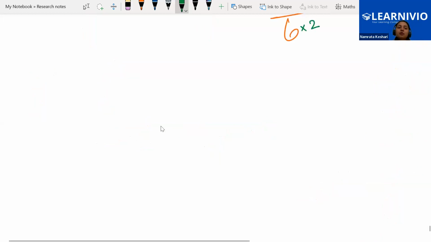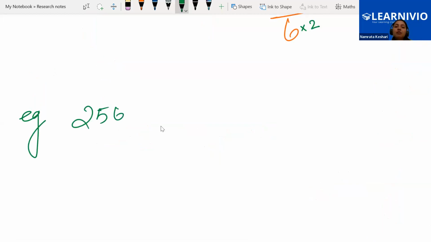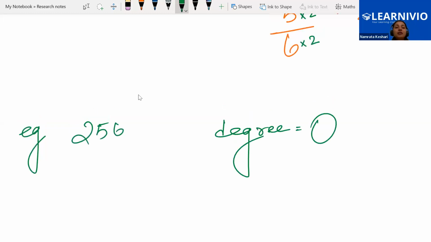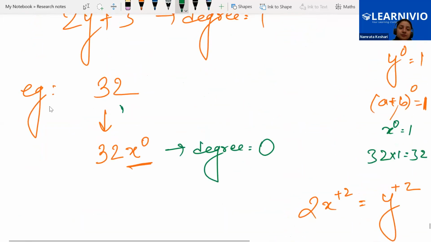Suppose I give you an example, 256, and ask what is the degree of the polynomial. First you should know that yes, this is a polynomial. Now the next question is what is the degree of this polynomial. You can't see any variable. Degree means the highest power of the variable. Is there any variable? No. So since no variable is there, the degree is 0. Getting it, Sara? Yeah. This is how we will always recall it.